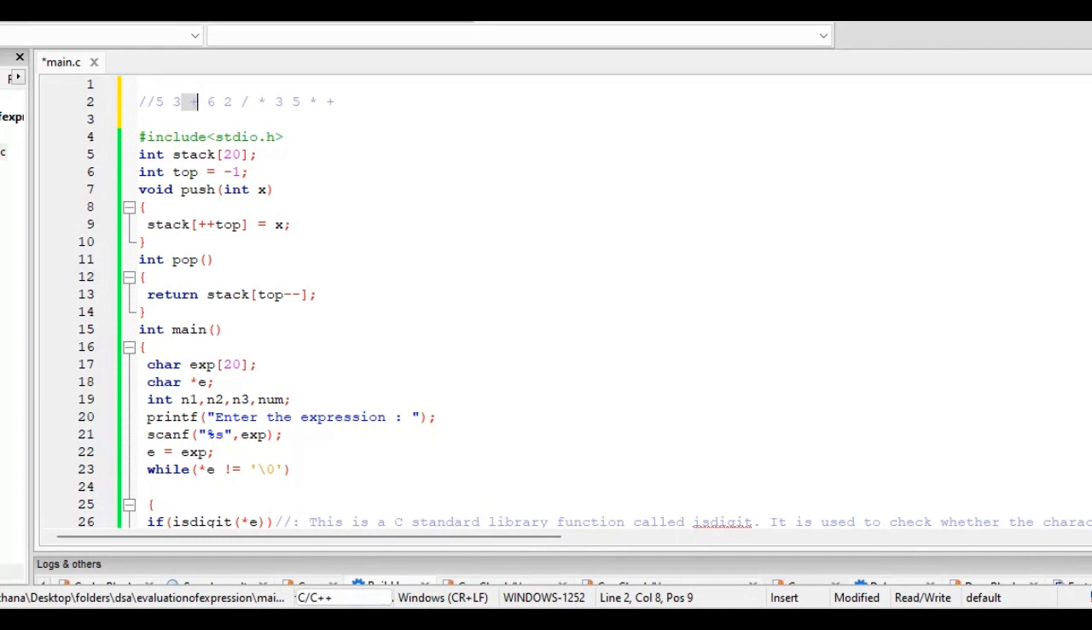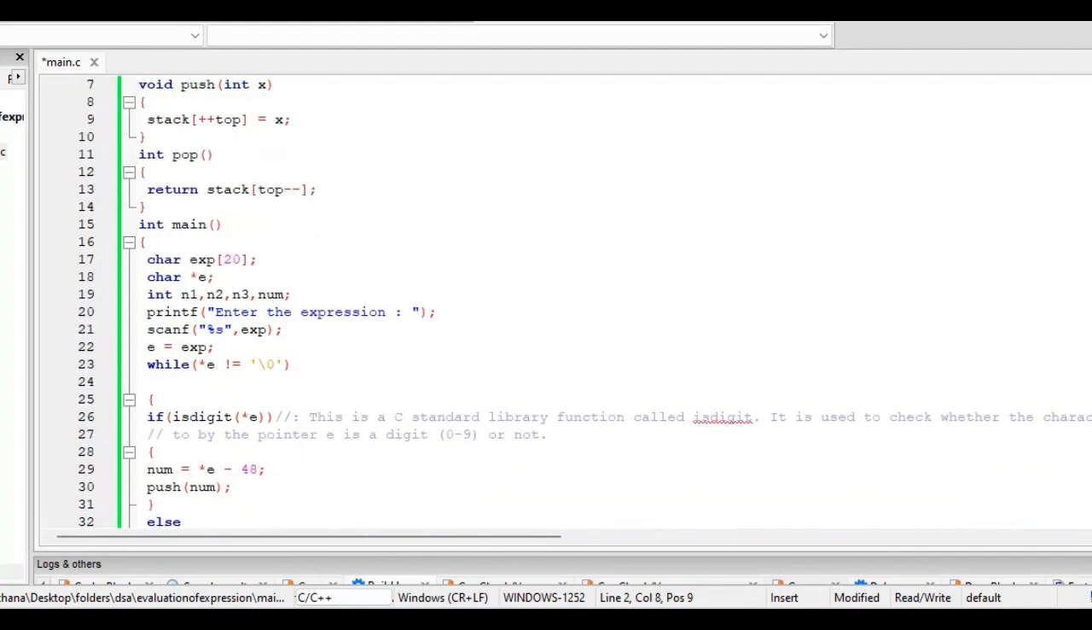Consider a stack. First let me explain from int main, so that it becomes clearer. First of all, int main is given. Then we are setting a character array of size 20 named exp as a variable.